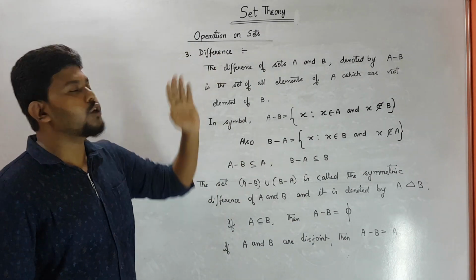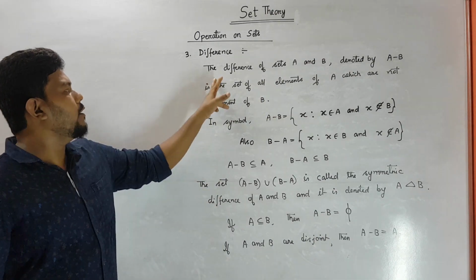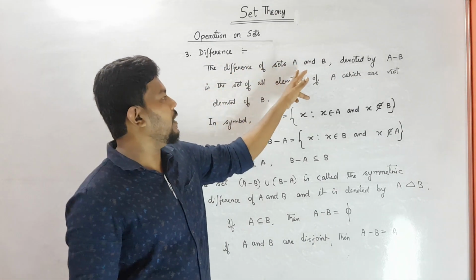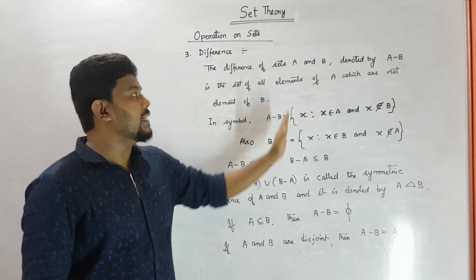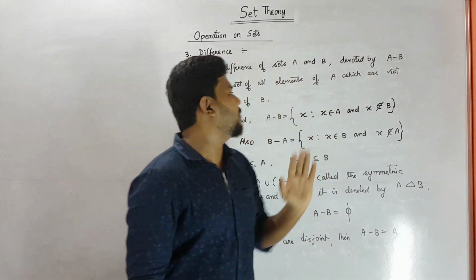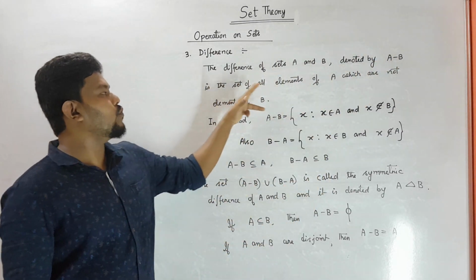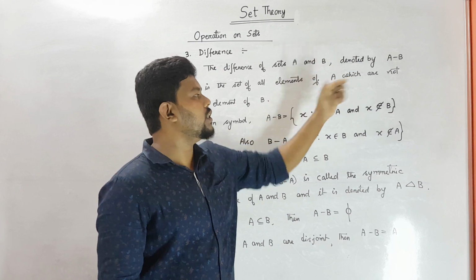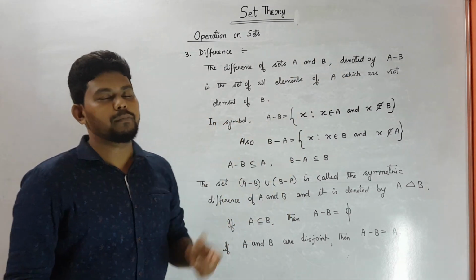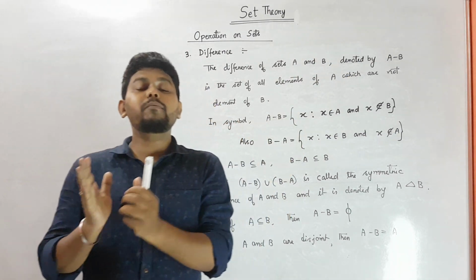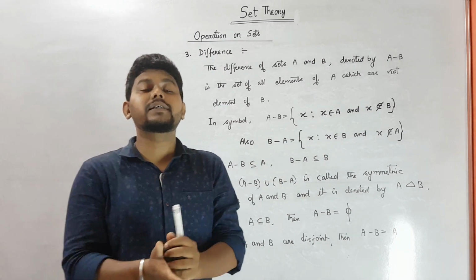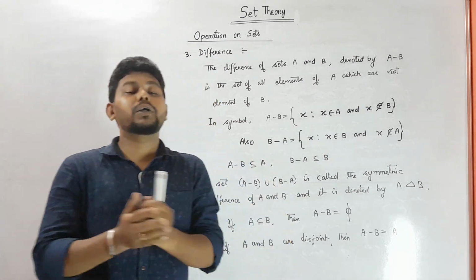Now, number 3 of operations of sets: difference of two sets. The difference of sets capital A and capital B, denoted by A minus B, is the set of all elements of A which are not elements of B. That is, the elements which are present in set A only but not in B.